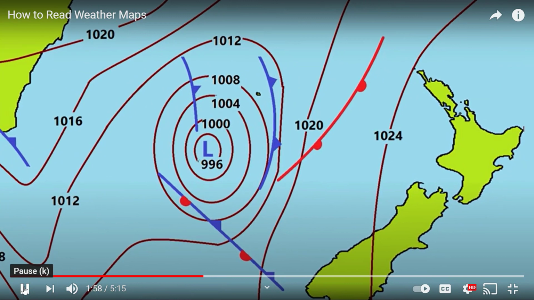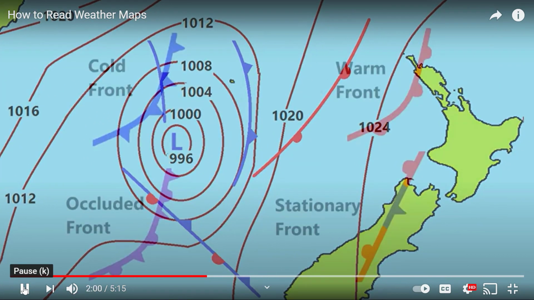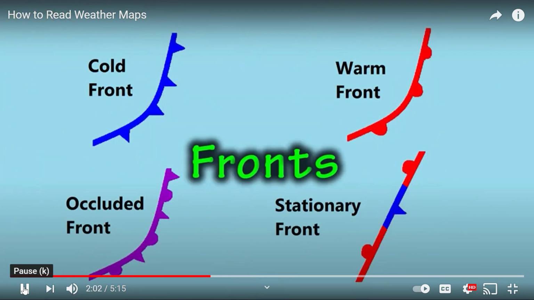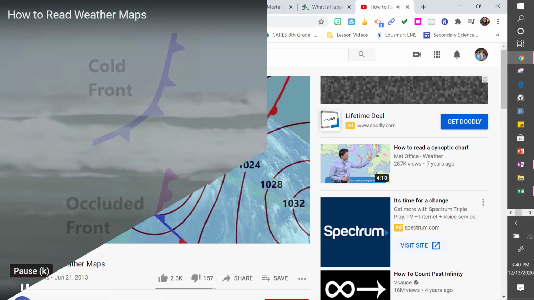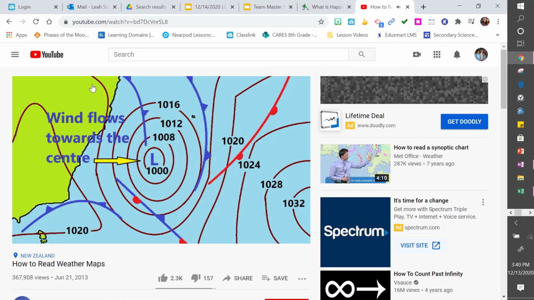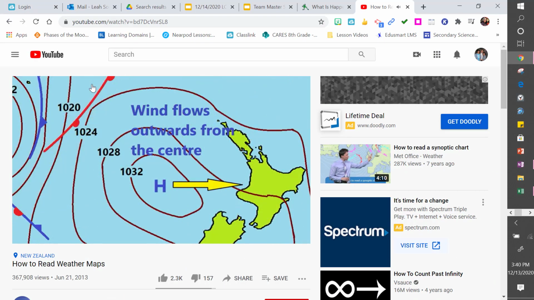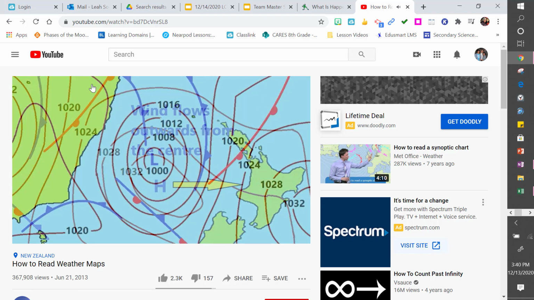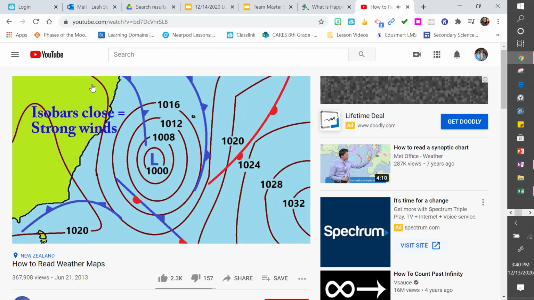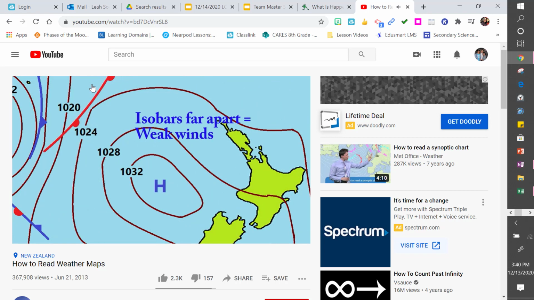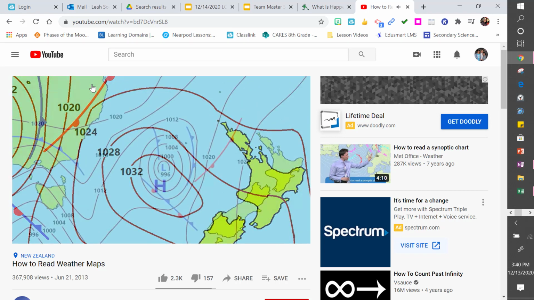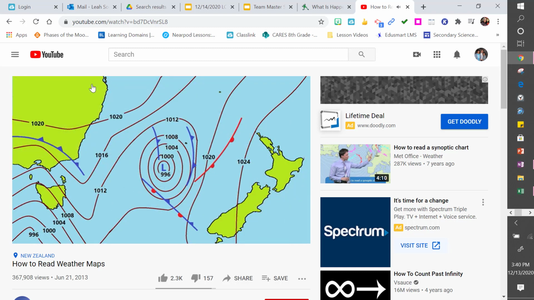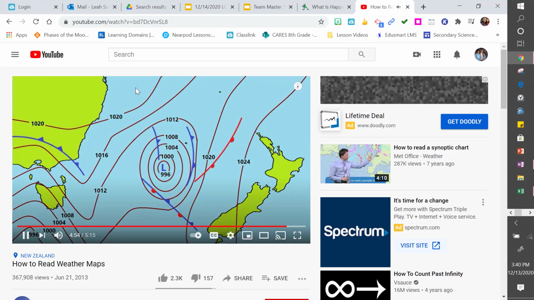One of the main symbols employed on a weather map is called the front. A front represents the boundary between two air masses and appears on the weather map as a line with triangles or semicircles attached. Generally, wind flows towards the centre of low-pressure systems and away from high-pressure systems. When isobars are close together, wind is strong. When isobars are far apart, wind is weak. Now it is time for you to go and read some weather maps and see if you can interpret them.